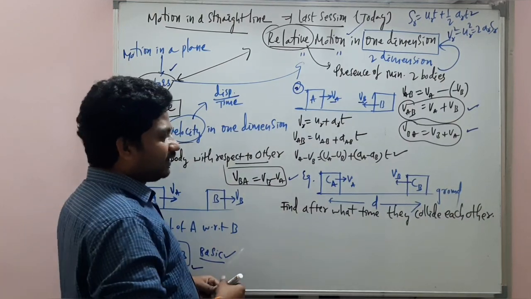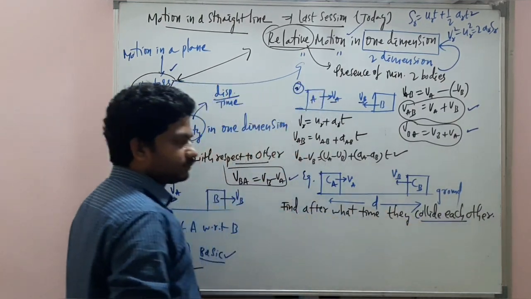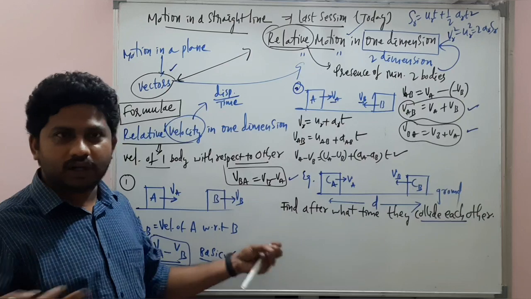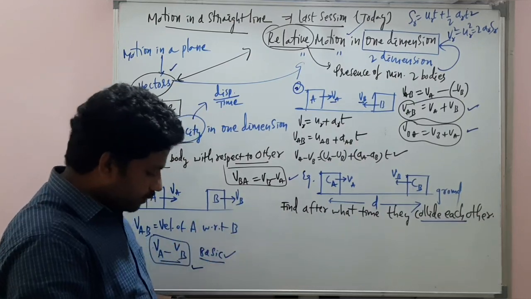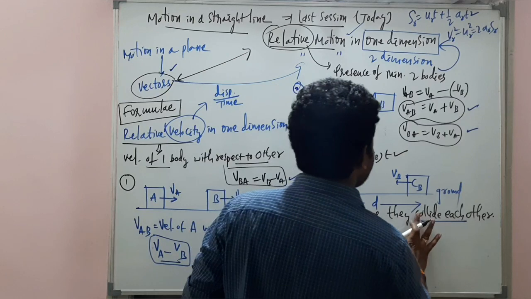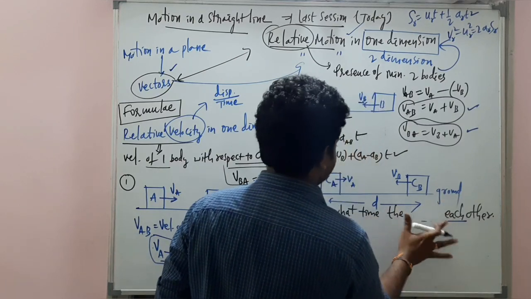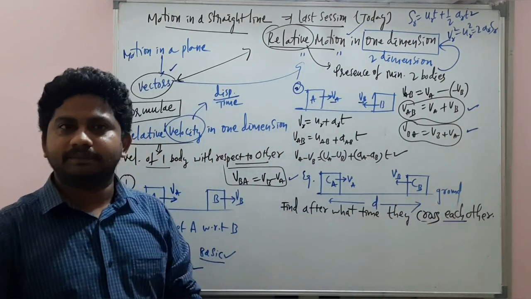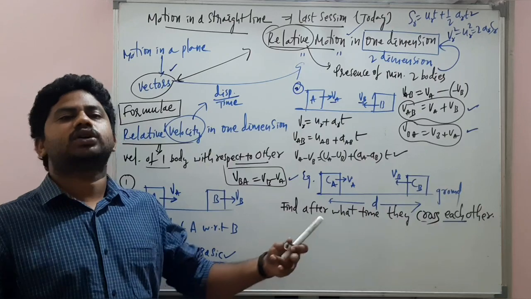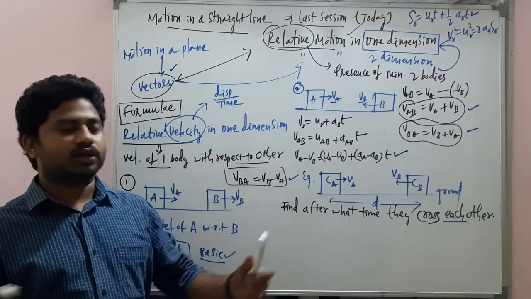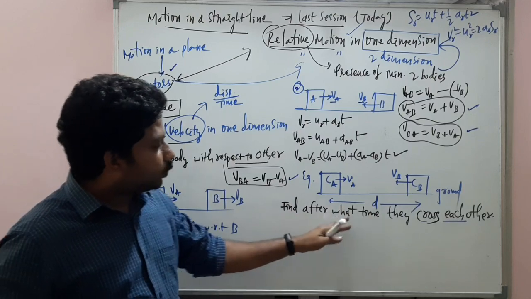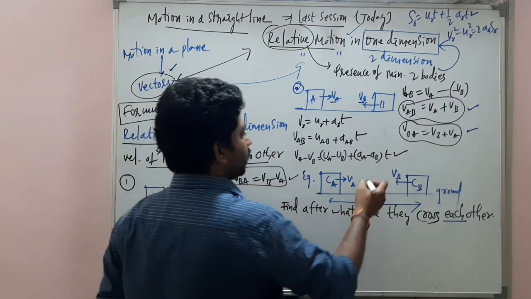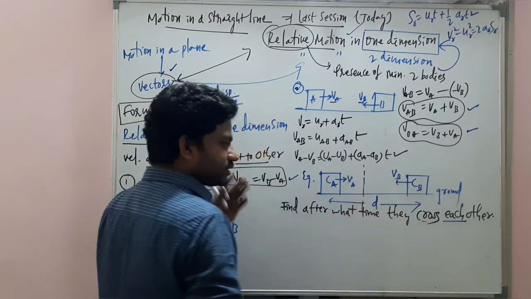Simple. Definitely they will collide. Will they collide or will they cross? These 2 cars will collide with each other or cross each other. So let's think positively. Instead of hitting each other, let's think about crossing each other, right? Both the cars cross each other. After what time do they cross each other? So imagine this is the point where both are crossing each other.